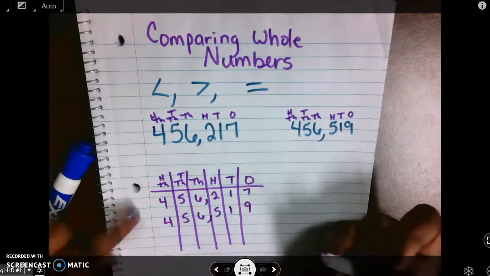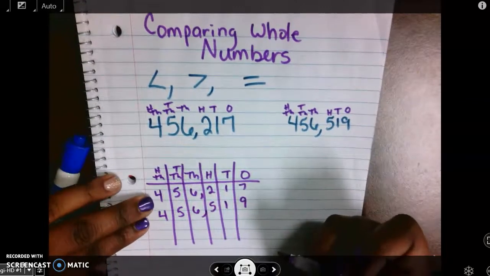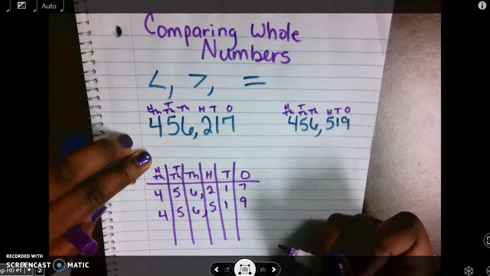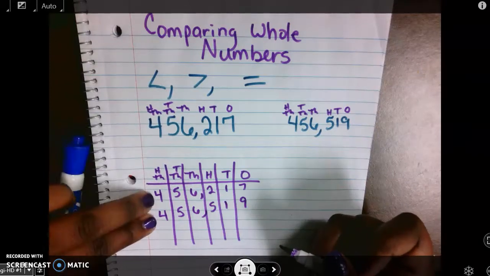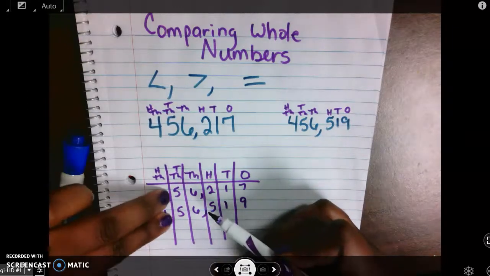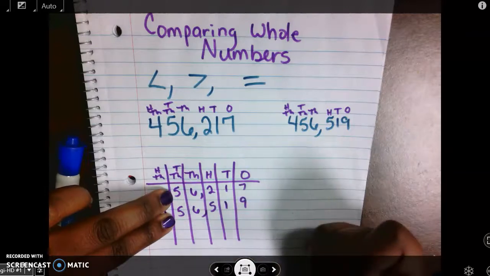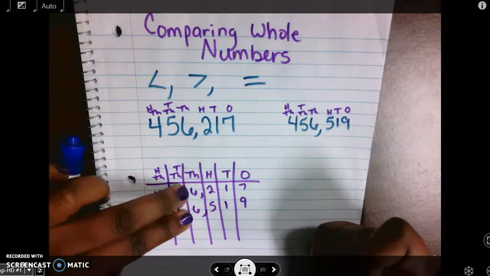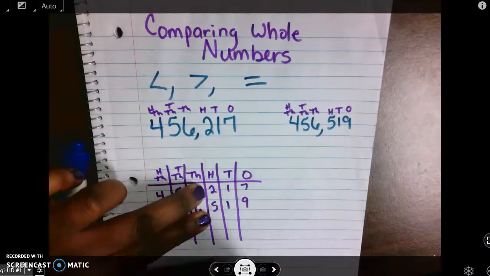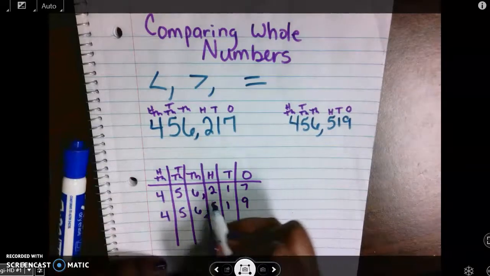456,519. When we're comparing, we're looking to see numbers that are different. So we start in the greatest place value that we have, and that would be our 100,000s place here. So I have two fours. Both of those numbers are the same, so I go to the next place value. I have fives, two fives in my 10,000s place, so I'm going to keep going. The thousands place has sixes. When I get to the hundreds place, oh look, I have two different numbers. I have a 5 and a 2.